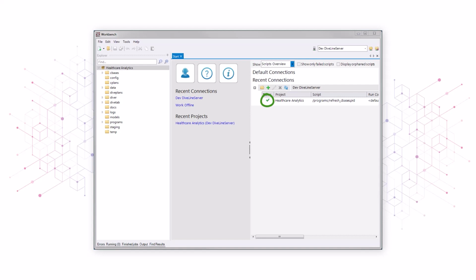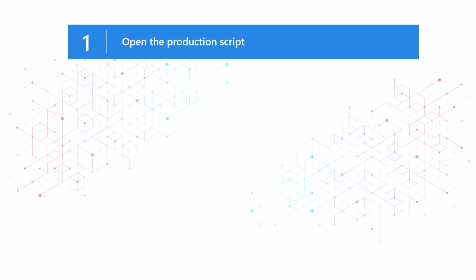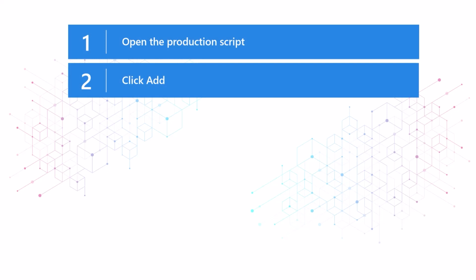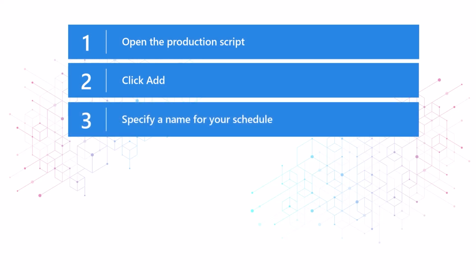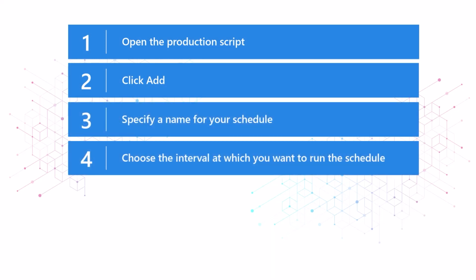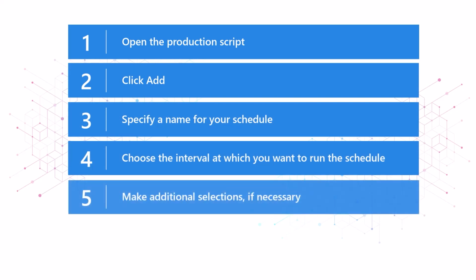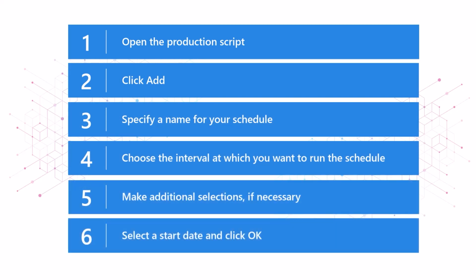So that's how you schedule a production job. You navigate to the production script and open the file. Click Add in the Overview pane, specify a name for your schedule, choose the interval at which you want to run the schedule, and then make the selections appropriate for the interval you chose. Select a start date and click OK.